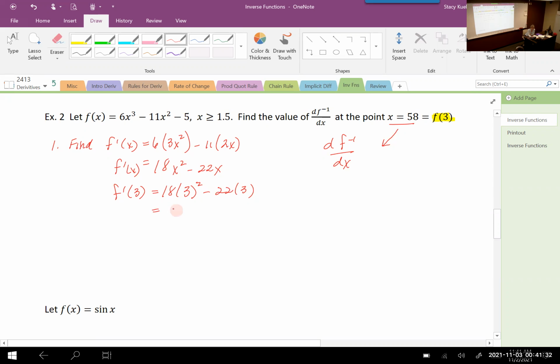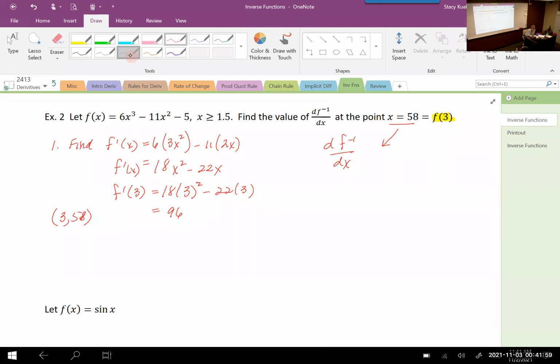Okay. Making sure I did my math right, had the right problem up there. Okay. So I know that at the point 3, comma 58, the value of the derivative is 96.